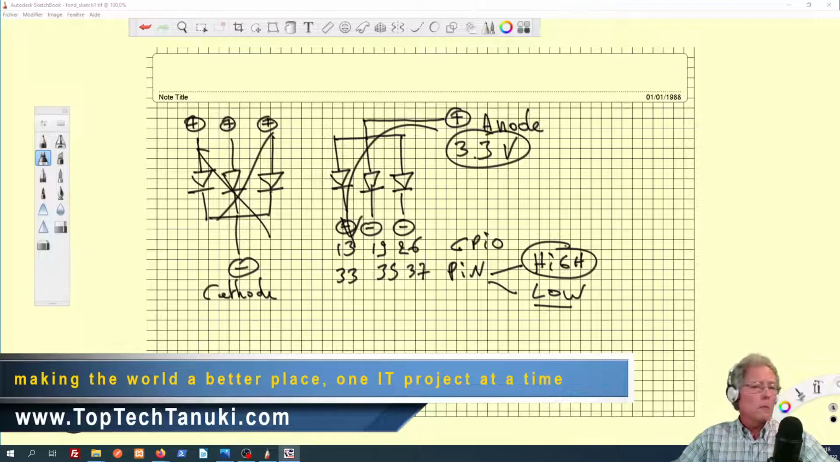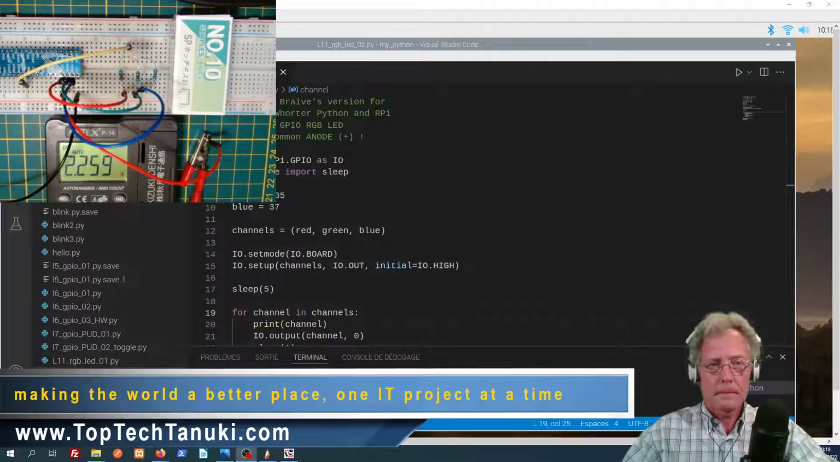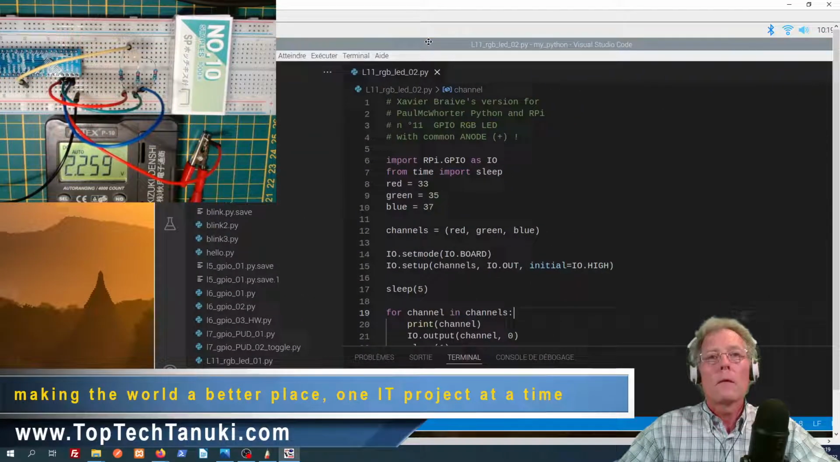So, what's next step here? Let's see the board. And I checked with the voltmeter, multimeter, just to understand how it works. Let's have a look at the code. I think the wiring is quite obvious here. And the code here, okay, that's it.